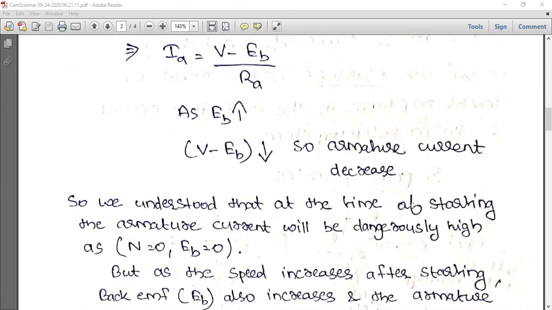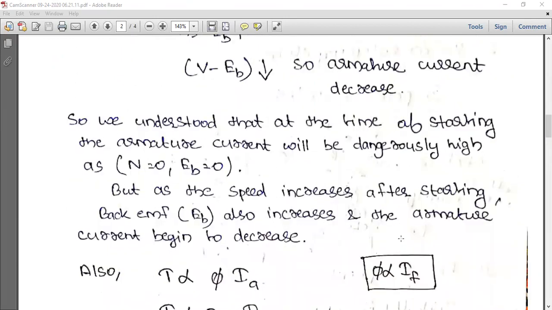So we understood that at the time of starting, the armature current will be dangerously high, because at that position N is equal to 0 and Eb is equal to 0. So Ias, that is armature starting current, will be V by Ra, and Ra is a small value, because of that the current will be dangerously high, even 100 times. But as the speed increases after starting, back EMF Eb also increases and the armature current begins to decrease. So that concept you understood, at the time of starting and after starting when the speed increases.